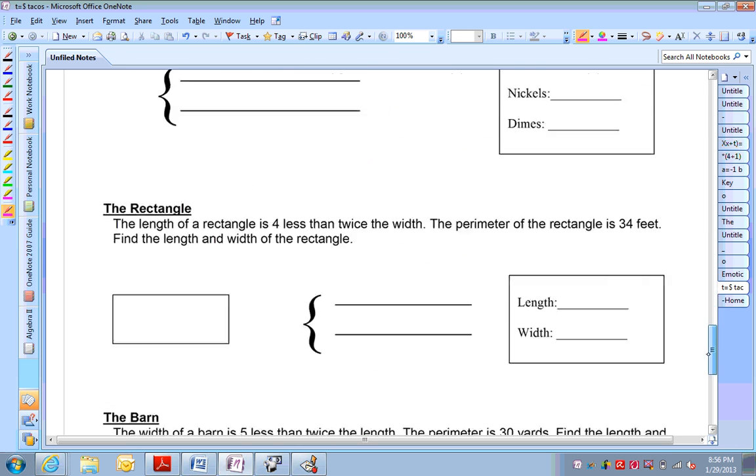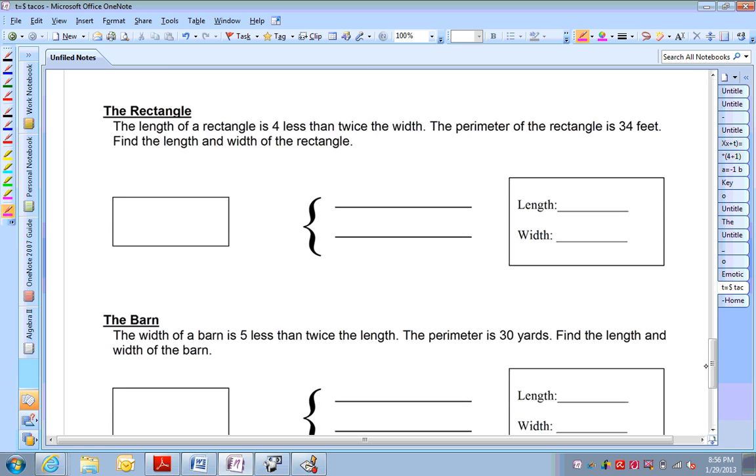Alrighty, let's skip down to the rectangle problem. It says the length of a rectangle is 4 less than twice the width, and the perimeter of the rectangle is 34 feet. And they want us to find the length and the width. So I'm going to go ahead and just kind of label this. The long side as my length, and then the other side of the rectangle as my width.